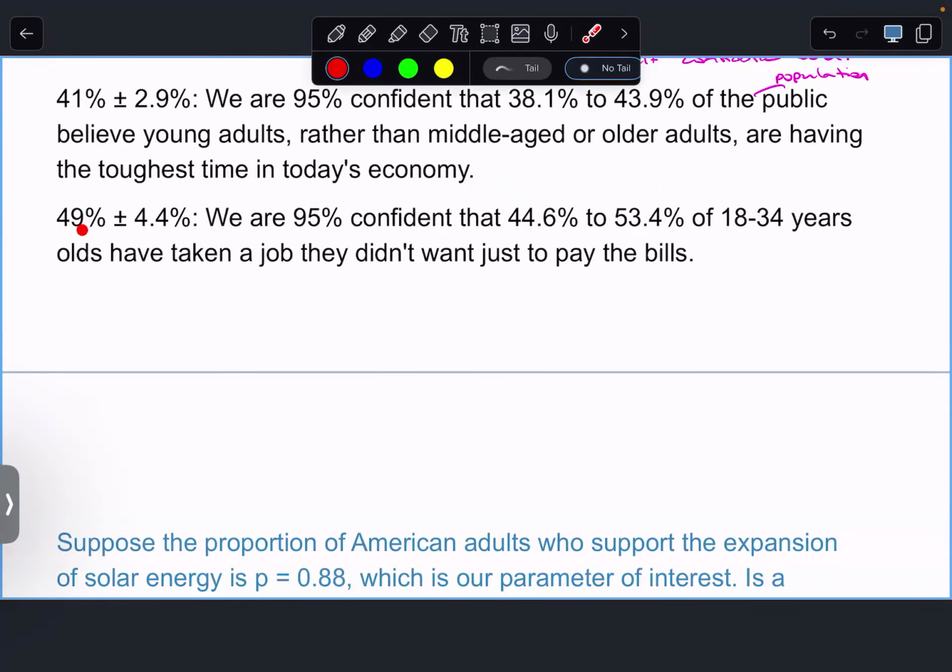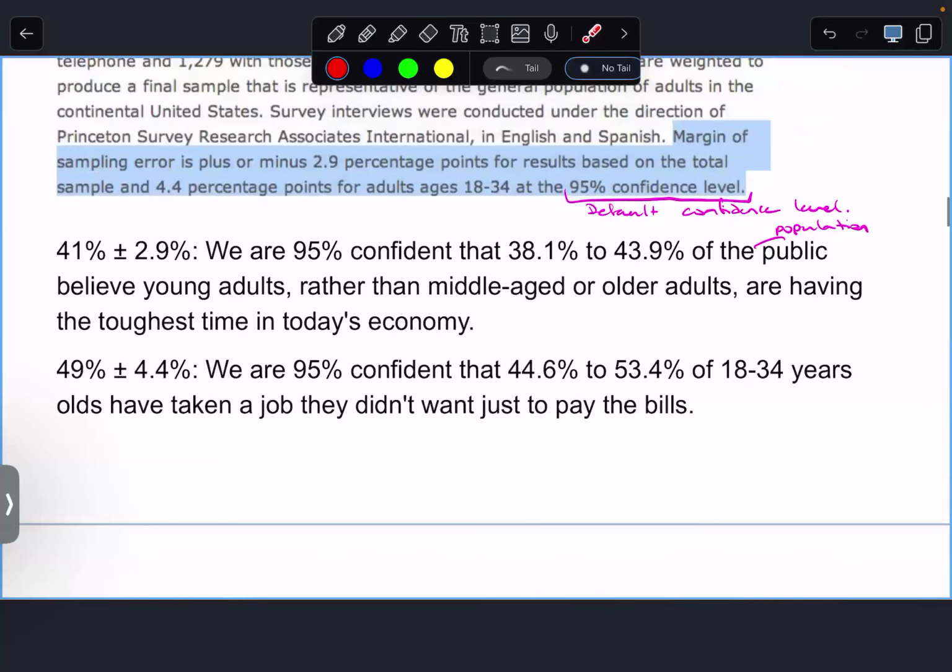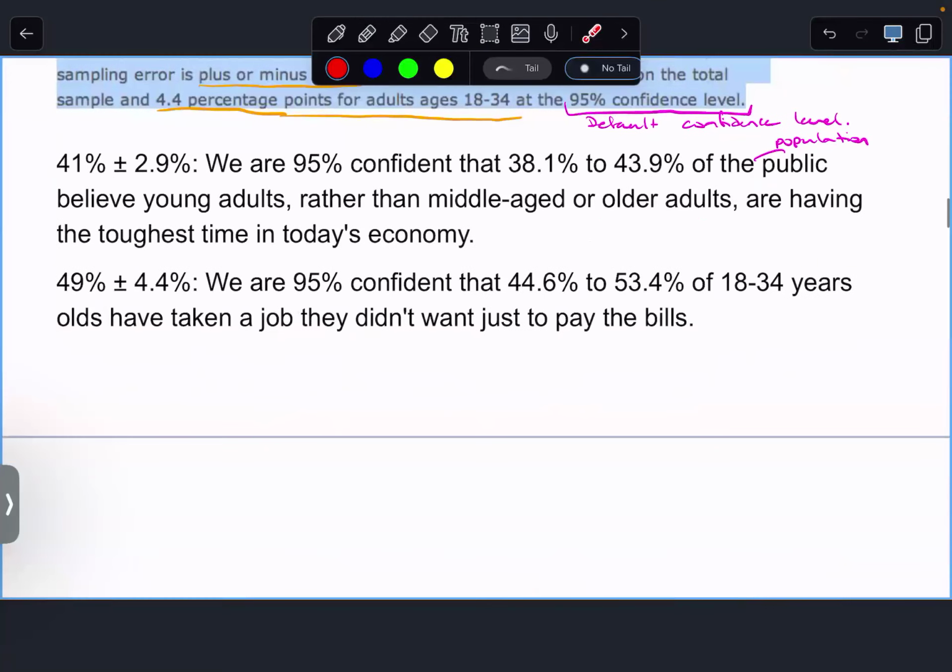49% plus or minus 4.4%, right? So this is for the 18 to 34 year olds. So plus or minus 2.9% and 4.4% for adults aged 18 to 34. Down 4.4, up 4.4 from 49. So we're 95% confident that 44.6 to 53.4 percent of 18 to 34 year olds are taking a job they didn't want just to pay the bills.